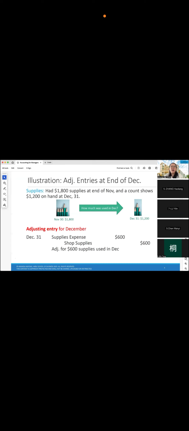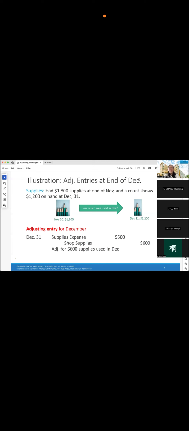Supplies are a special item because we do not account for every pencil that we use. For example, supplies is made up of a lot of pencils, stationery, individually minute items. And so we do not update the accounts every time we use them, but rather we just take the ending and the starting and figure out how much we used in between.